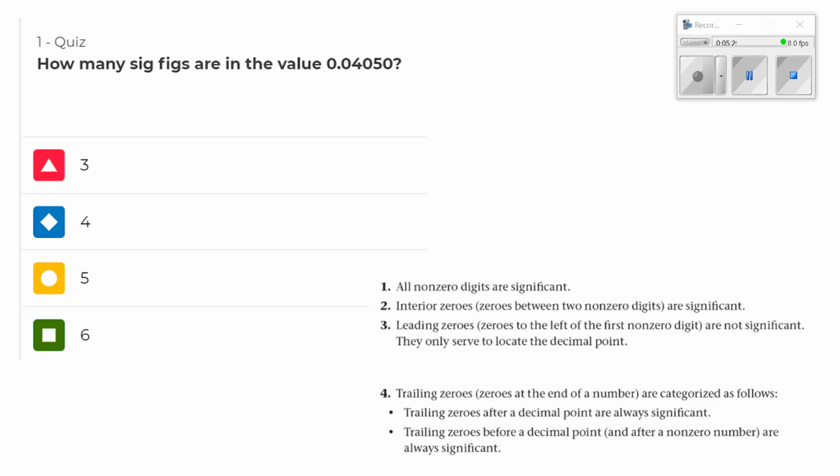So now let's take a look at some things. How many sig figs are in the value 0.04050? I'm going to start underlining things that are significant. We know that non-zero values are significant, so the 4 and the 5 count. Zeros between two non-zeros are significant, so this middle 0 counts. Leading zeros are not significant, so these ones are not significant. Trailing zeros are significant when there's a decimal point. So it looks like this number has 4 sig figs in it. So this is the answer right there.